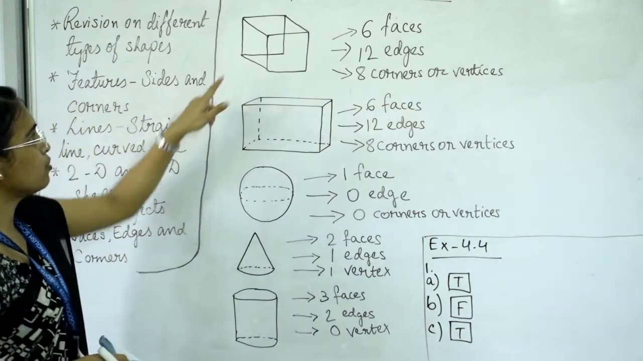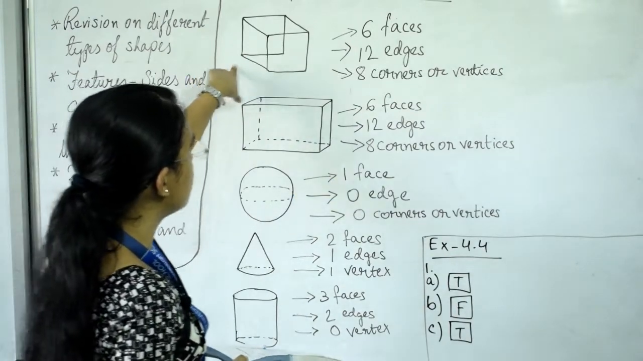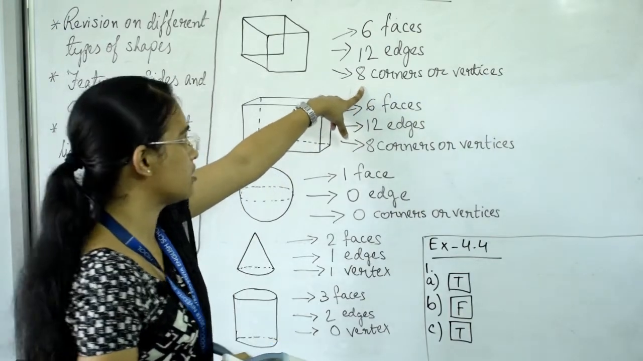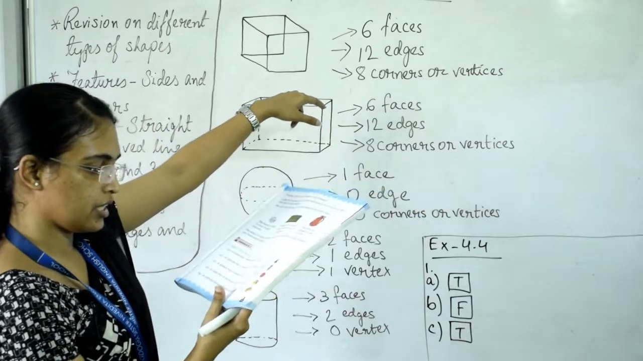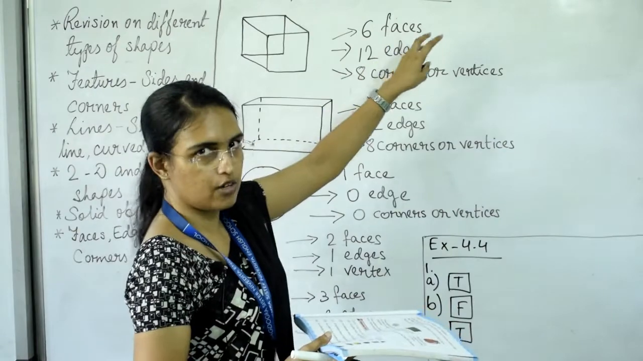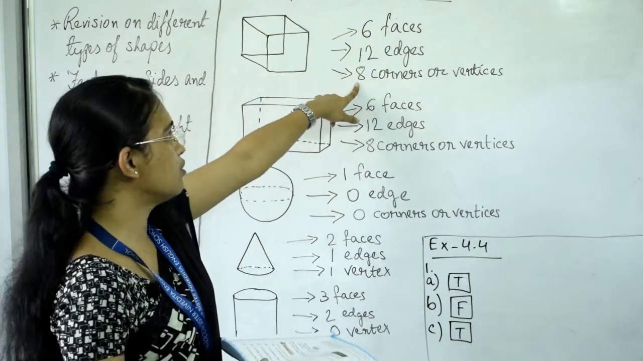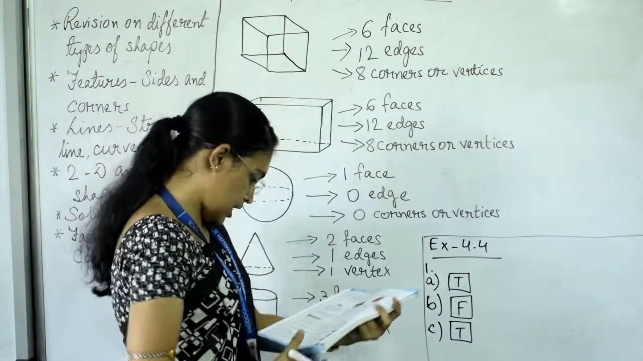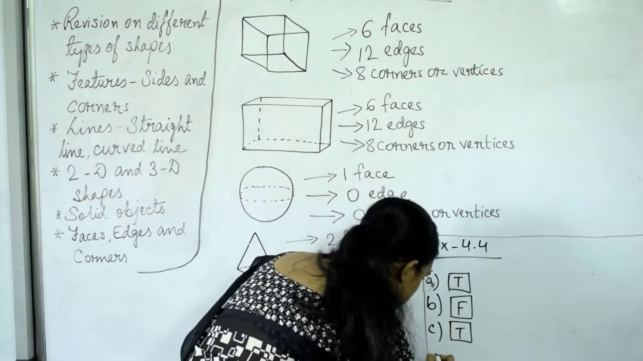Now which one is cube? This one. So in a cube there are 6 vertices. There are 6 vertices? No. In a cube there are 8 vertices or corners and 6 faces. In the question there is written 12 faces. So, that is also false, right? Because in a cube there are 6 faces and 8 vertices. So the question number D is false.